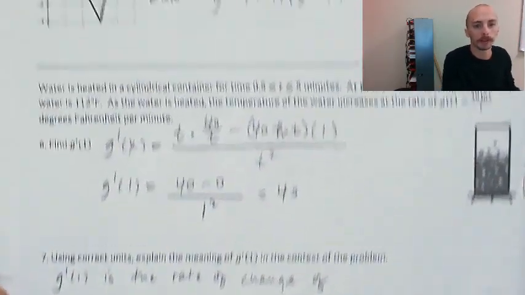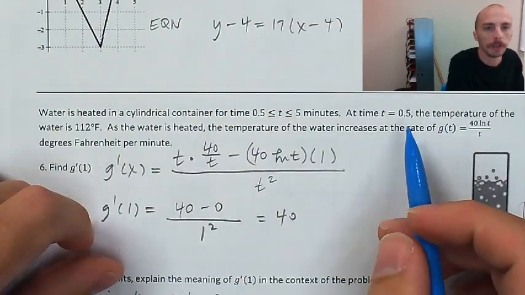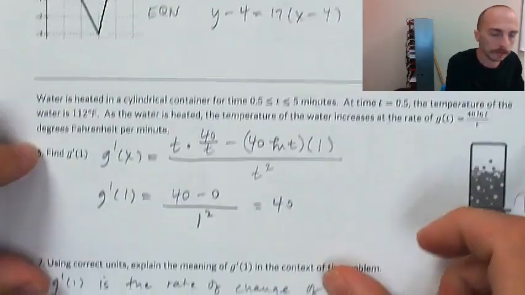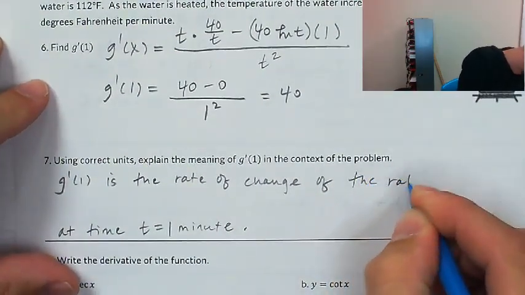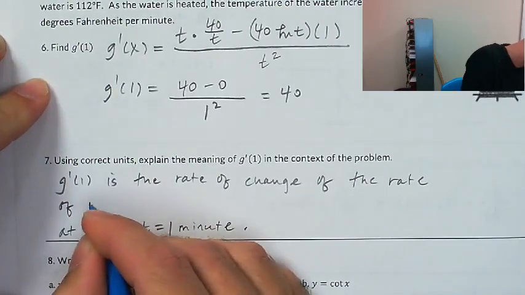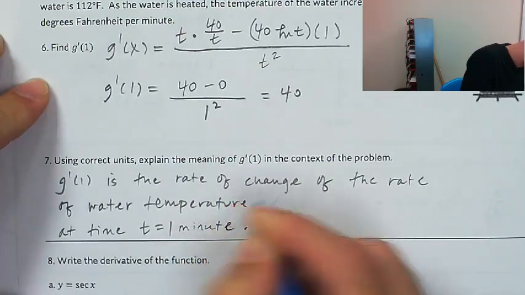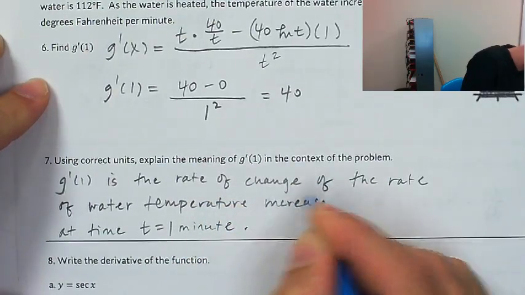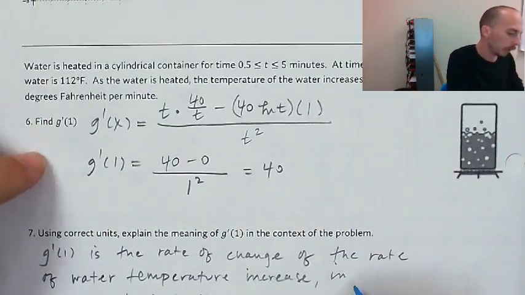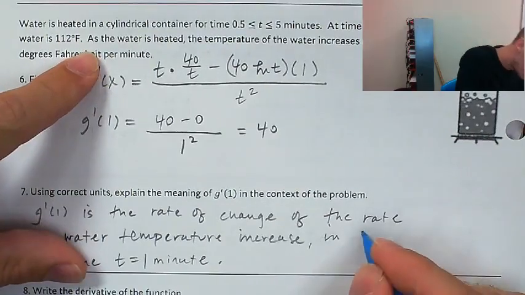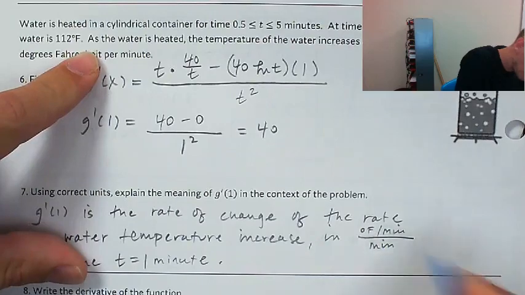Okay, now we're going to go back to the statement of the question. What is the meaning of g? Okay, g is going to be the rate of water temperature increase. Now we're going to need units, so that's going to be units of g. g is degrees Fahrenheit per minute. So degrees Fahrenheit per minute divided by units of t, which is minutes.